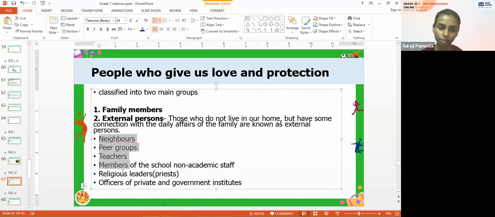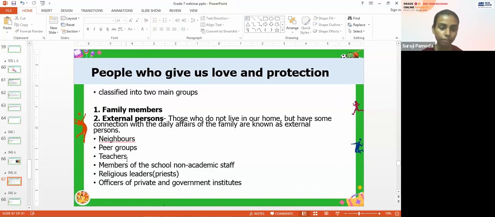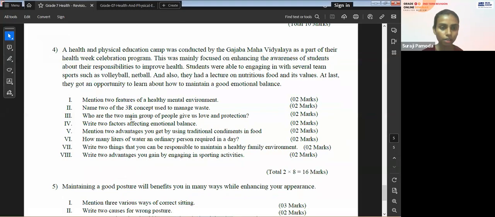හරිද? Here you can see some examples. You told me teachers and then friends, peer groups. Peer groups means friends. And then neighbors, members of the school, non-academic staff, right? Those are the people who give us love and protection. So here the answer should be family members, then the other one is external persons. Okay? Clear?